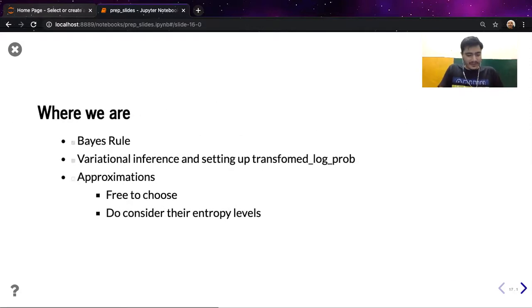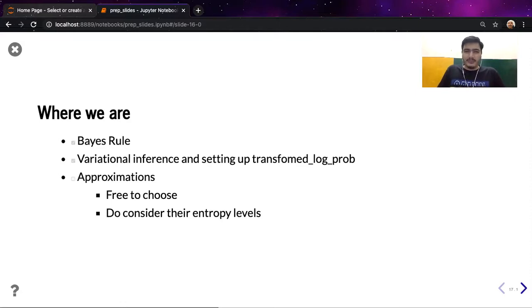So here we have defined the base rule, and we have defined what variational inference is and what our objective is. Our objective is to maximize ELBO. We have also discussed what transformed log prob is to match the support of distributions. Now the key idea is what the approximating distribution is, which I was talking about the whole time. We can choose anything we wish, but we need to consider them on the basis of whether they are actually maximizing the ELBO or not.